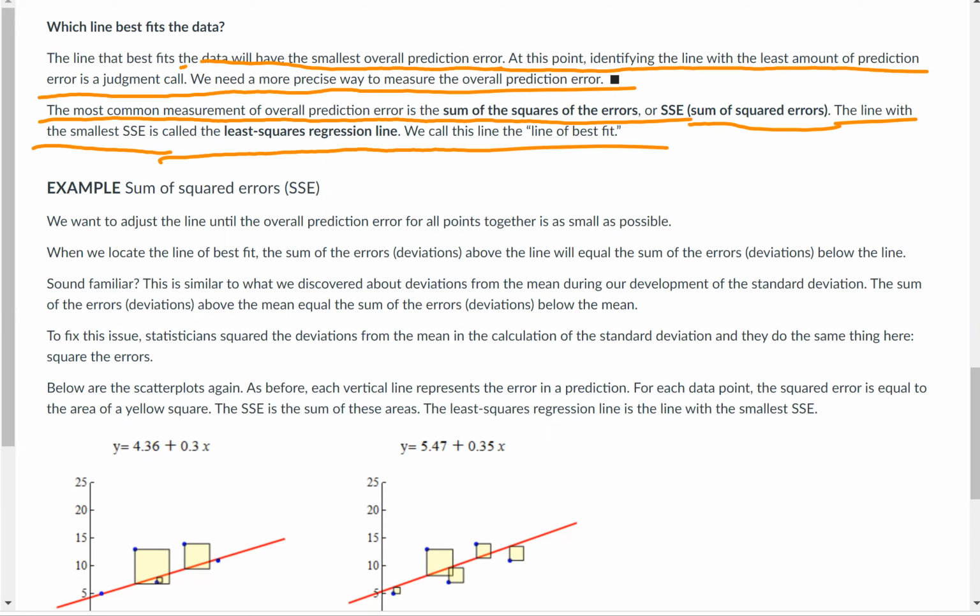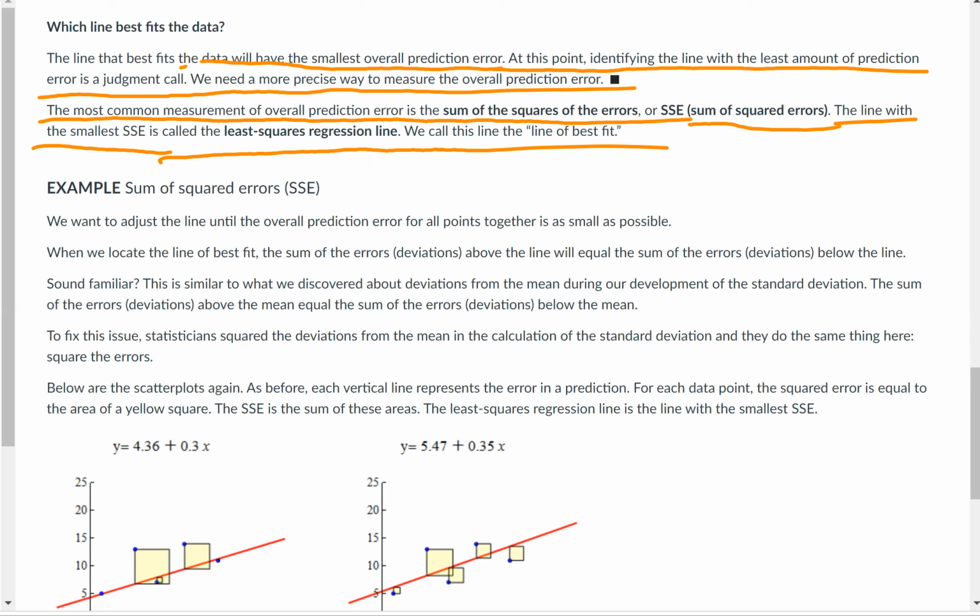But you can imagine this one had 5 data points. What if it had more than 5? What if it had 10, 20, 30, 40? Trying to take all those distances, figure out what they are, first of all, square them all, and then add them together and compare that to another line. It would be a lot of work and very difficult and easy to make a mistake if you do it by hand.